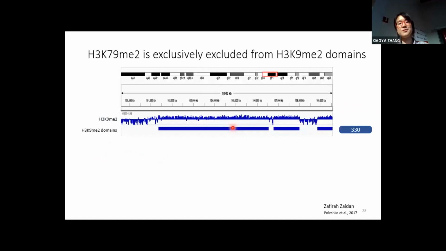A former graduate student, Zafira, analyzed some ChIP-seq data in stem cells for K9 dimethylation, and she called only 330 of those K9 domains that are very large, tens of megabases, shown in the blue bricks here. Then she overlapped those K9 domains with different histone modifications. It's not surprising that almost all of the K9 dimethylation domains contain K9 trimethylation as well, shown in the pink ticks here.